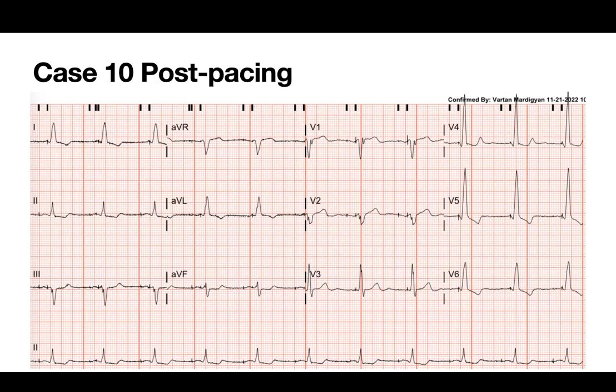Yeah, I'm happy you talked about that. We're going to talk about the position of V1. Okay, so this is the ECG post-pacing. And this one was a very painful case. I think the septum was thick too. I think I must have done 6 or 7 deployments.